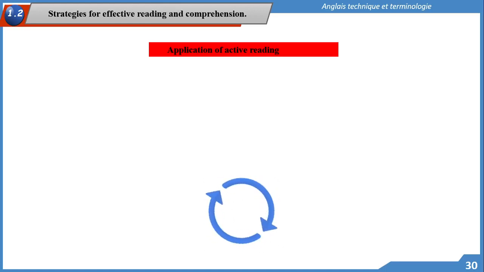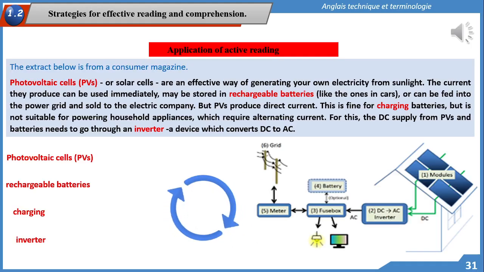Now, let's apply these active reading strategies to the fascinating world of electrical engineering to make it more engaging and comprehensible. We'll use an example from a consumer magazine to illustrate how these strategies work in practice. Imagine you are reading about the journey of producing electricity by using photovoltaic cells.